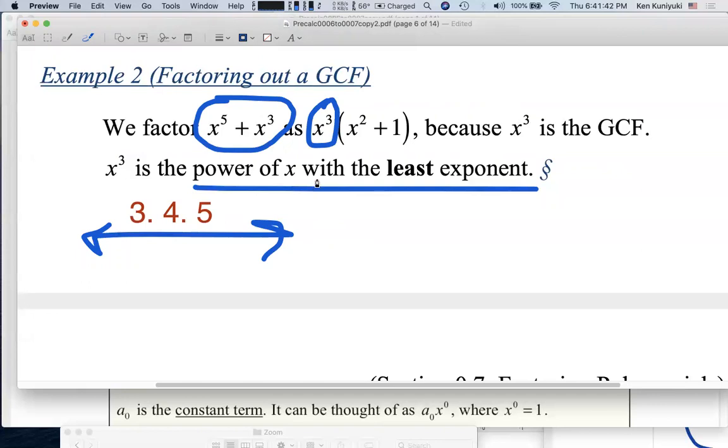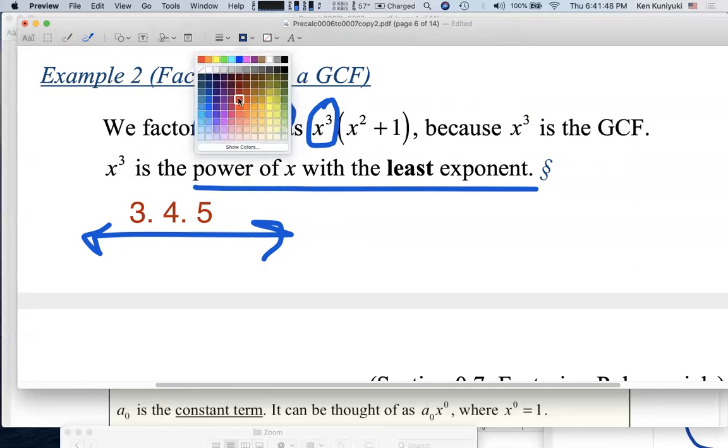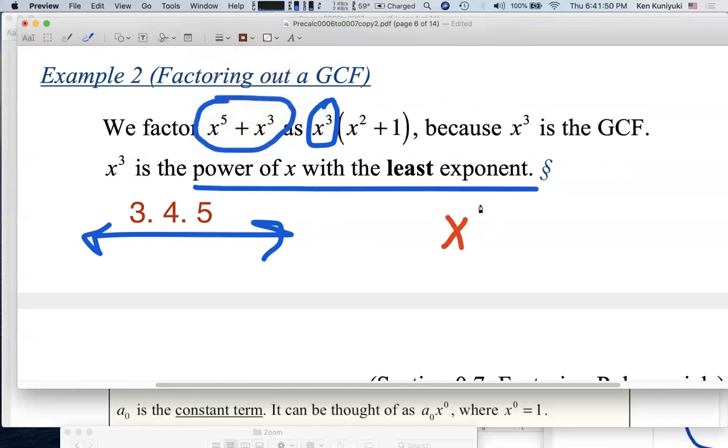Now, what is x to the 5th? I'll do this in red. What is x to the 5th divided by x to the 3rd? We start here with x to the 5th. In a way, we're taking out x to the 3rd. When you divide powers of x, what do you do to the exponents? You subtract them. 5 minus 3 is 2. That's why you have x squared over here.